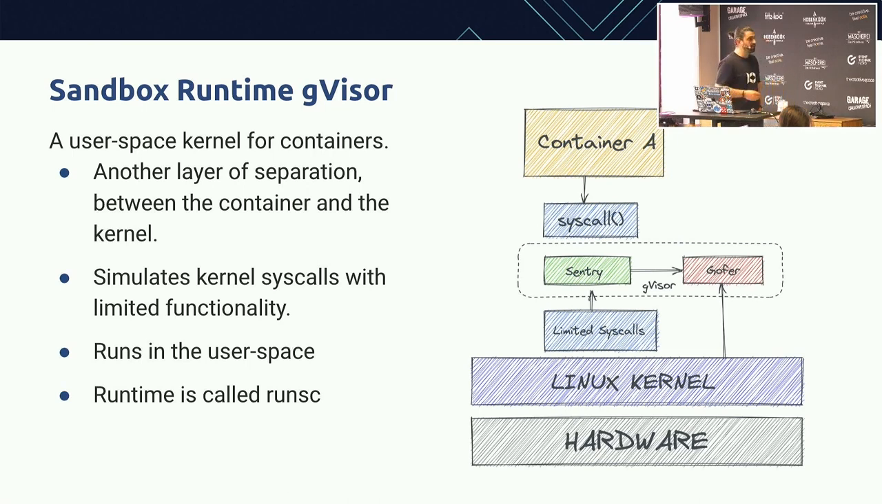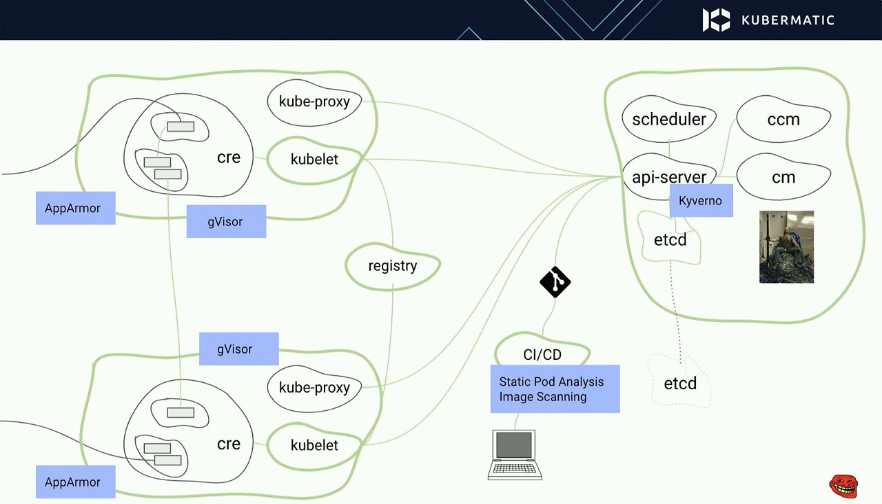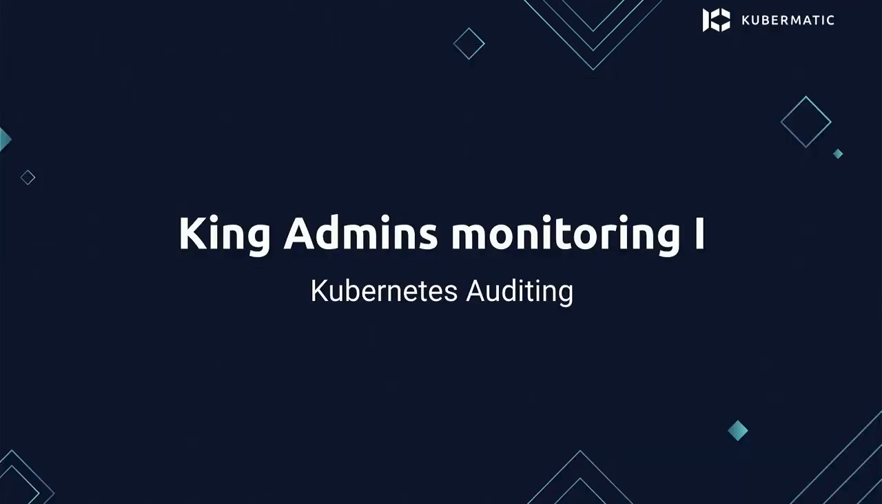There's also another thing called gVisor. It's a sandbox runtime. So gVisor provides some limited syscalls, or just copies of those syscalls, and does not allow your container to directly talk to the kernel, but to a sandbox environment, so that the user cannot run some specific stuff. So we also secured the worker nodes with AppArmor and gVisor, and then KingAdmin starts monitoring.